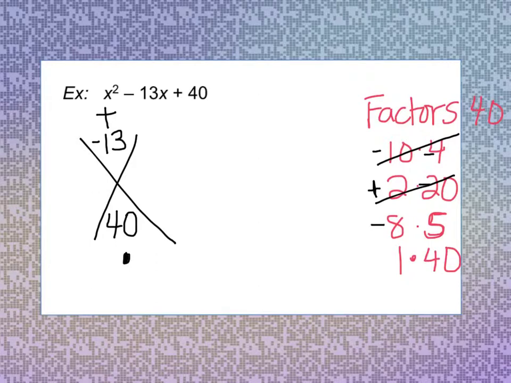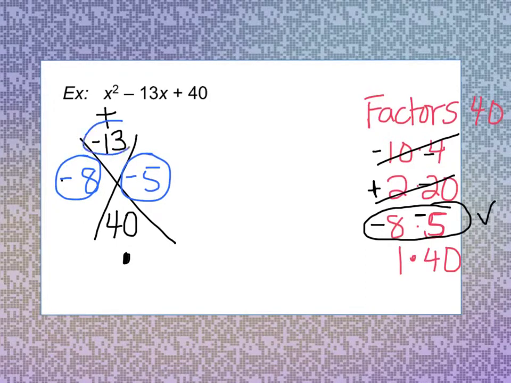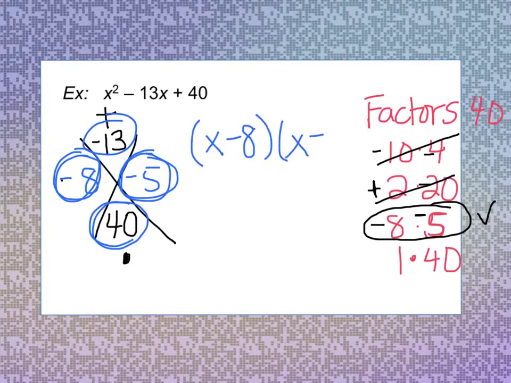Let's look at 8 and 5. What if I make one negative? No, my answer would be too small. But if I make both negative and I add those two together, I would get negative 13. So this is the pair of factors that I want. So now I'm going to go ahead and write negative 8 and negative 5. And now we could check that if you add these two together, you would end up getting negative 13. And if you multiply these two together, you would get positive 40, right? Negative times negative is positive. So these factors work.